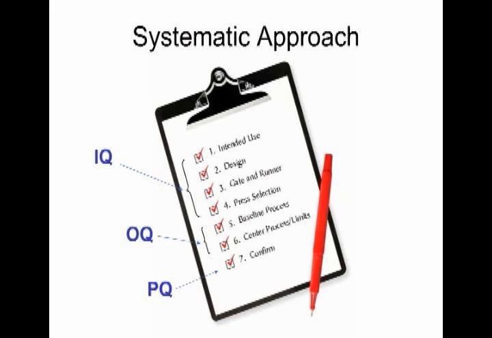The IQ phase is intended use design. Design includes the runner design, the machine selection. Then we go into process development, and then the confirmation phase during the production qualification. Again, in the design phase, we need to understand the risk associated with the part we're molding, and make sure that we're developing the protocol appropriate to that risk.